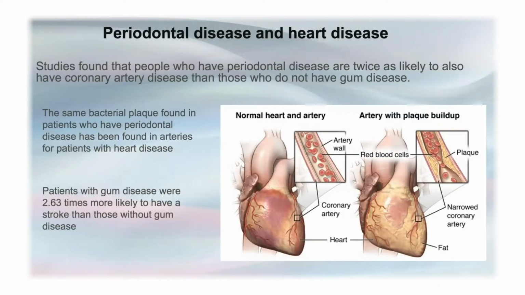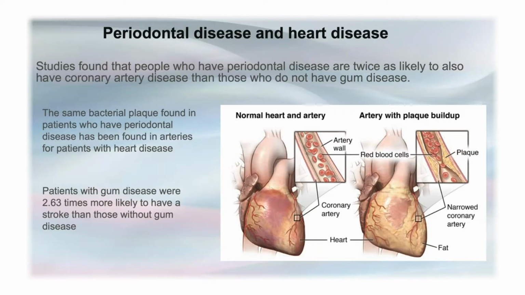Everything kind of revolves around your body and your health. Periodontal disease and heart disease. Studies have found that people who have periodontal disease are twice as likely to also have coronary artery disease than those who do not have gum disease.